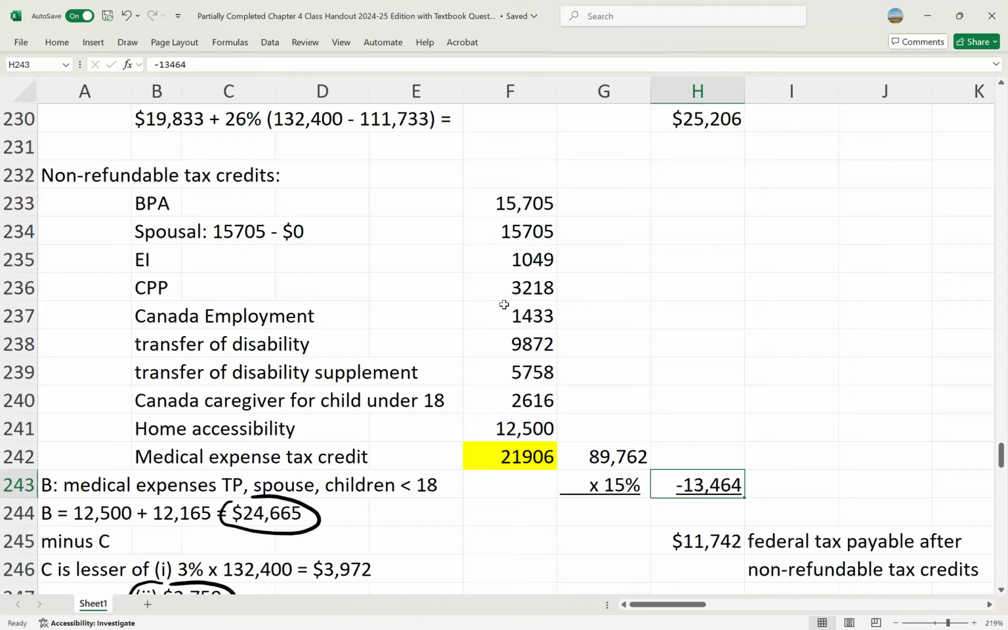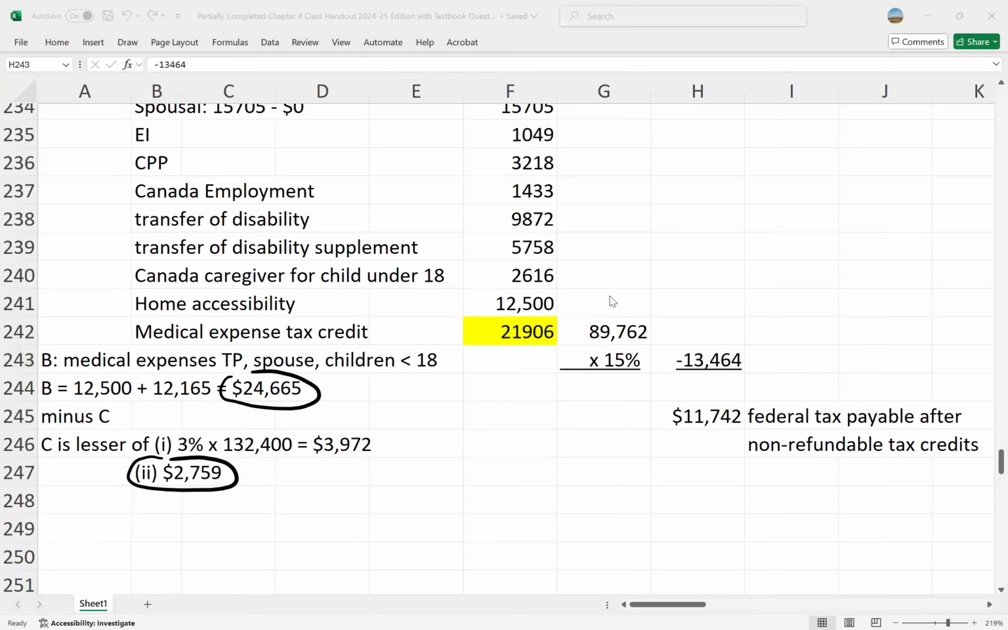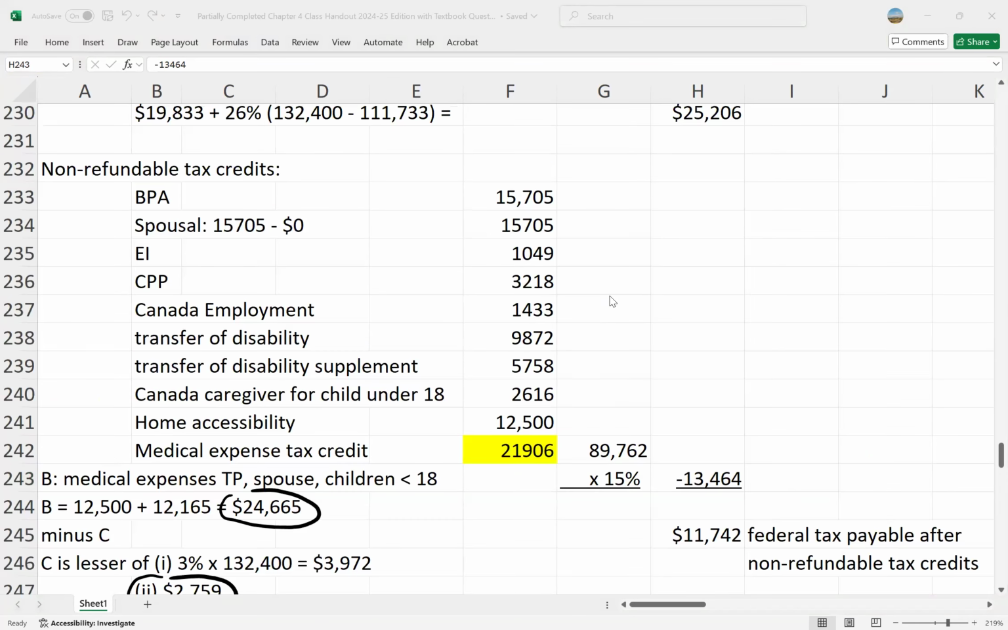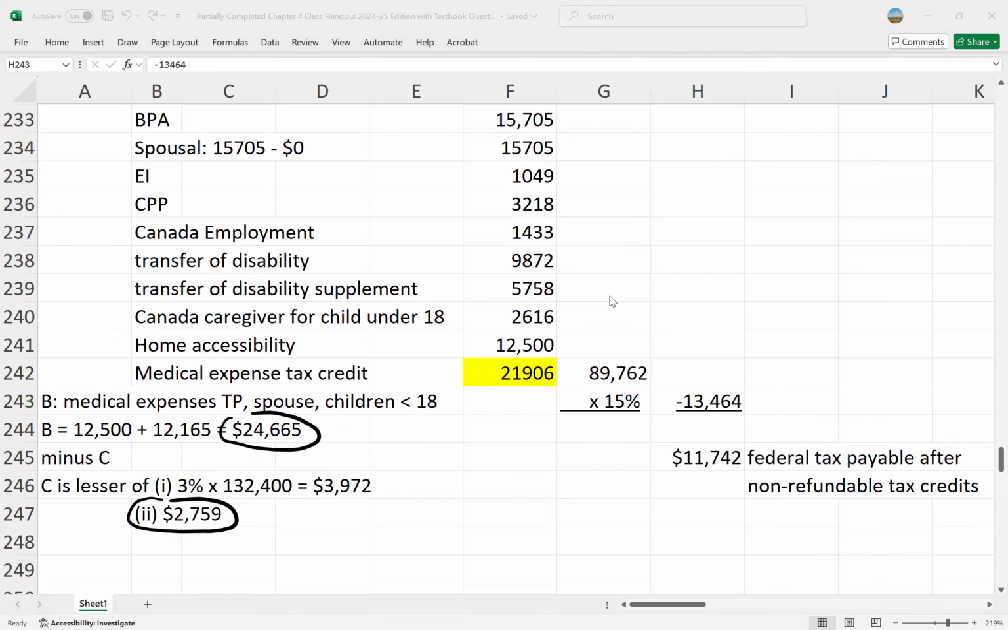Yeah, thank you. So let's then move on to. Sorry, go ahead. One last question. Sorry, I just got a little bit lost. When we're doing the C, it says the lesser of 3% of 132,400. Where did that 2,759 come from? I got lost on why we used the 2,759 instead of the 3,972.